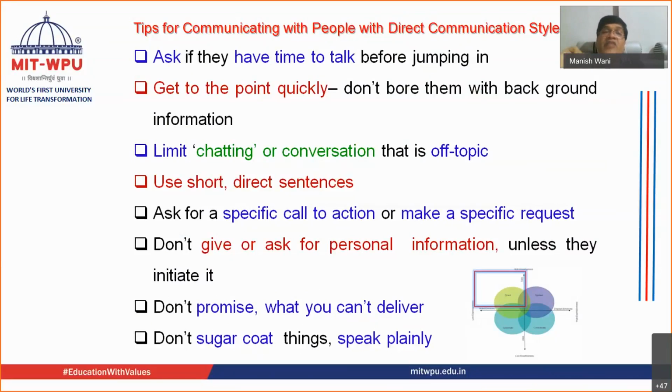The first tip that we have is that you have to ask Aniket if he has time to talk with us. Because Aniket is a busy person, he doesn't like to spend time in communication. So just don't go and interrupt him. He wants the communication to be short and crisp. Remember that. We should come to the point very quickly. We should not bore him by giving the background and information.